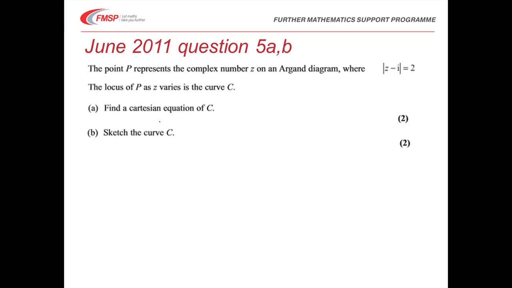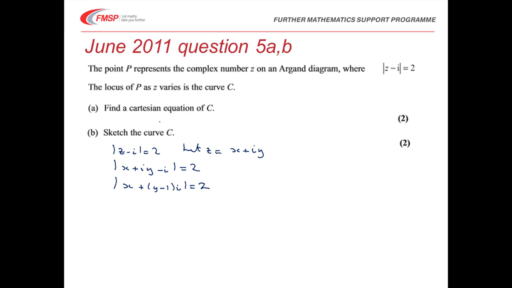So in part A, we're given that the modulus of Z minus i equals 2, and we have to find the Cartesian equation. We're going to let Z equal a general point on its own plane, x plus iy. So this means the modulus of x plus iy minus i has to be 2. Quite a neat thing to do now is to collect the real and imaginary parts together. So the real part is x, and the imaginary part is y minus 1.